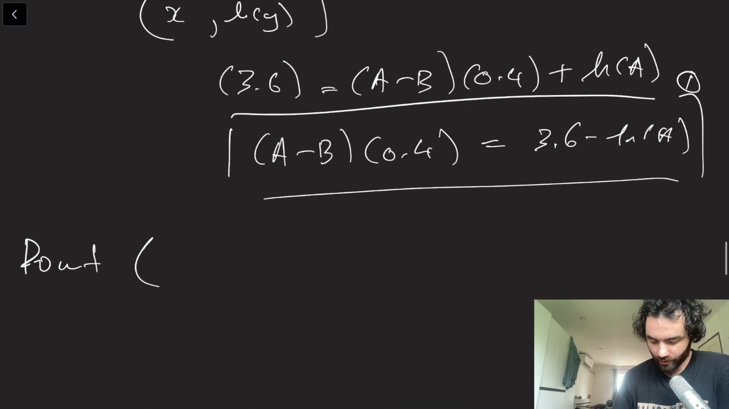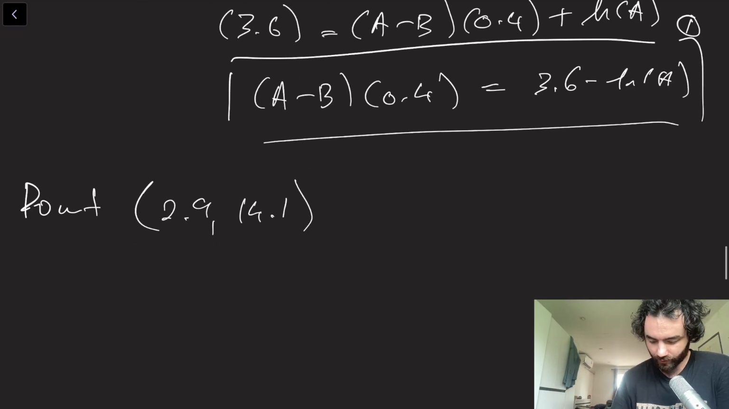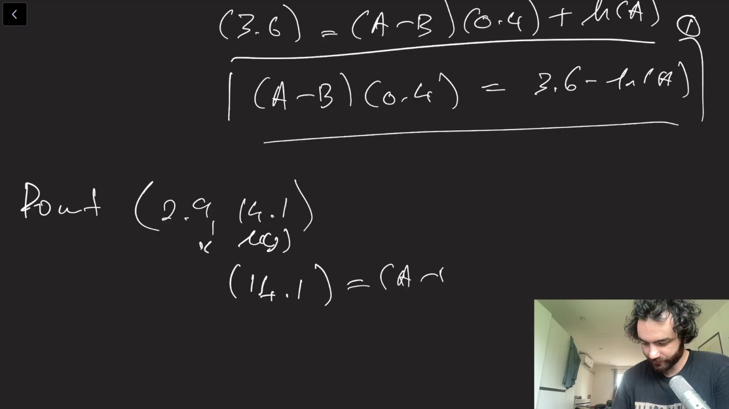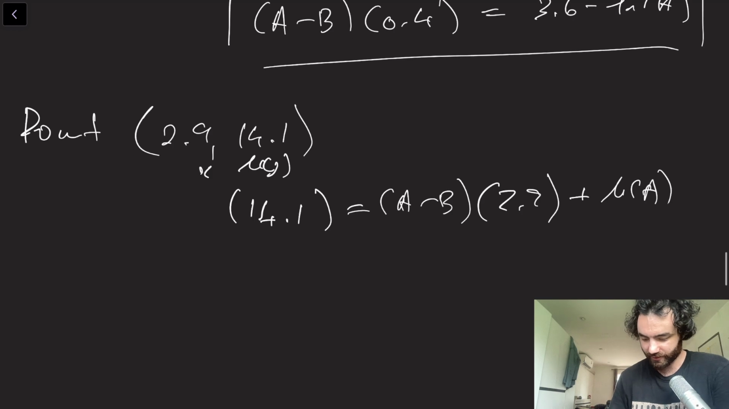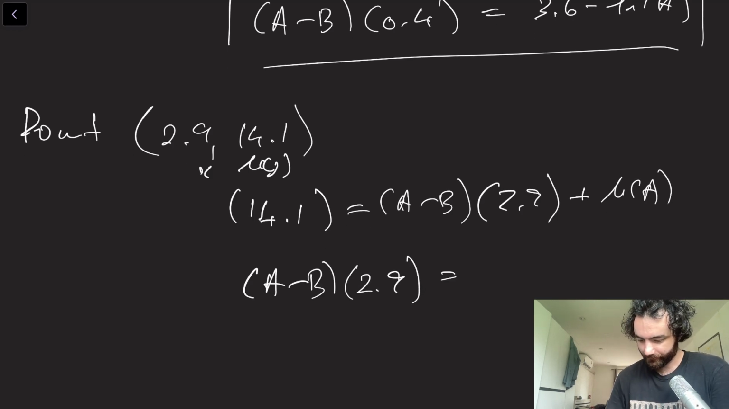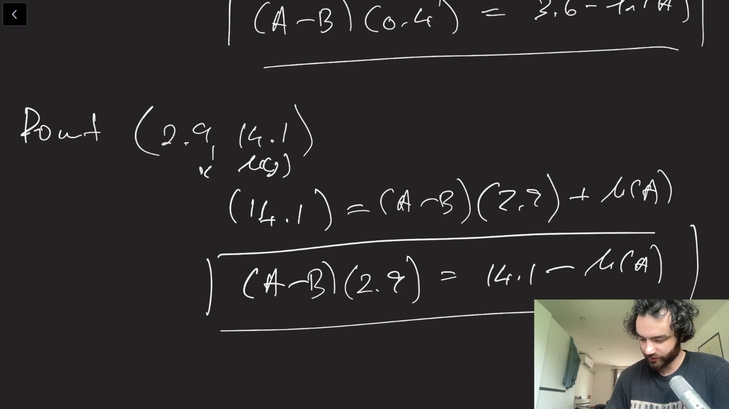And for this point, 2.9, 14.1, at that point, remember this is x, ln of y. So it'll be 14.1 equals a minus b of 2.9 plus ln of a. And get it of that same form we did before: 14.1 minus ln of a. And that's our second equation.